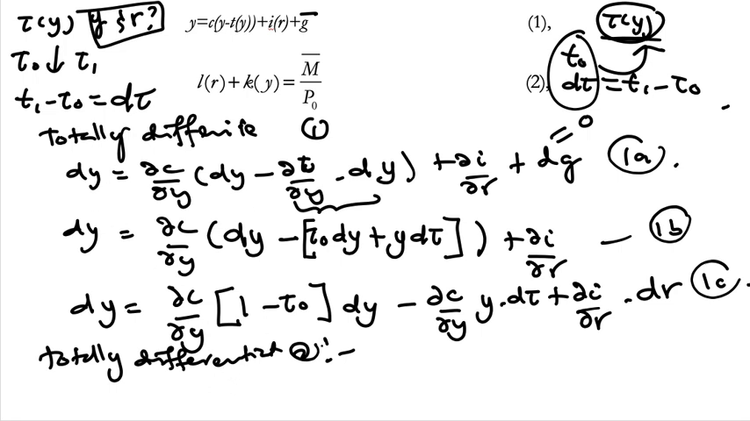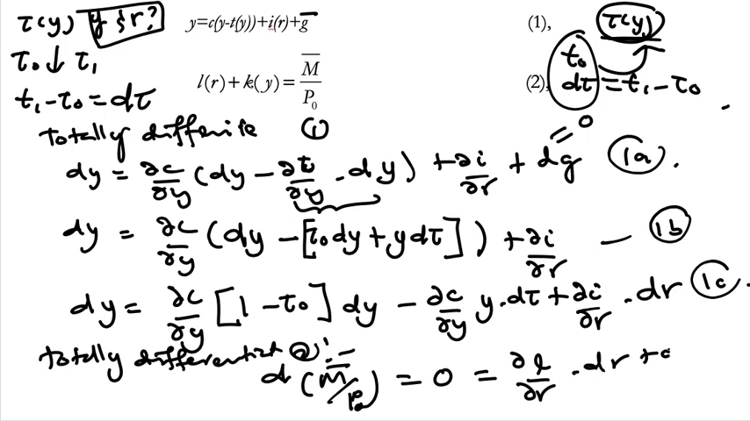Okay. So dM over P naught, with M constant, equals 0, because we don't have any change in money supply on the money market side. We are doing fiscal policy. Then this equals delta L over delta R times dr plus delta L over delta Y times dy. Call this one, let's say, 2b.